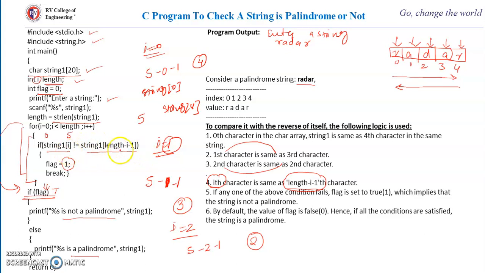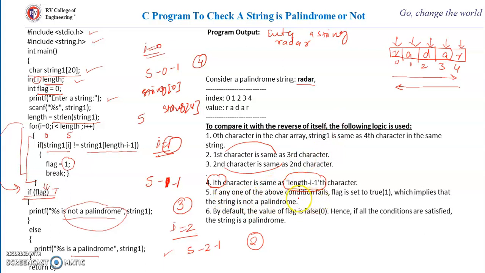So whenever any of these is not true, we set flag as 1. If all the characters match, meaning 0 with 4, 1 with 3 and 2 with 2, then this condition will not be true, so flag will remain 0 only. Only when one of these fails will we set flag as 1. When flag is 1, the string is not a palindrome, else the string is a palindrome. The same thing is written here.